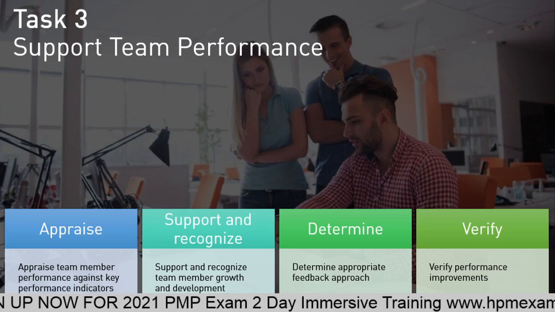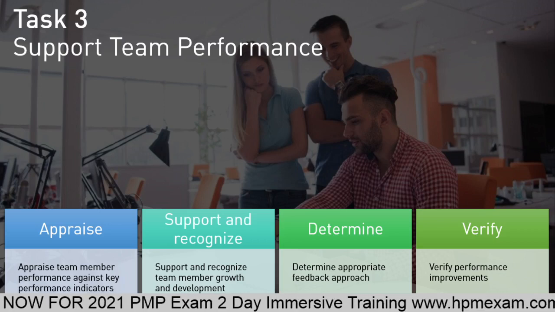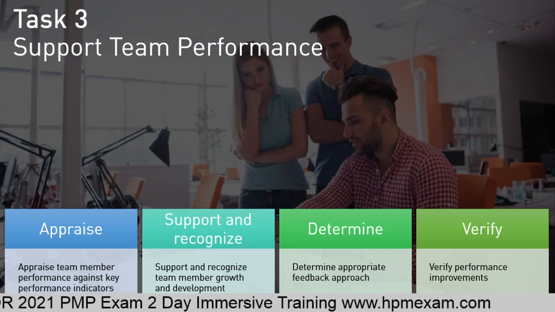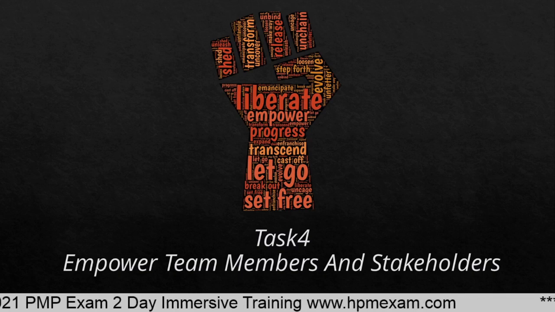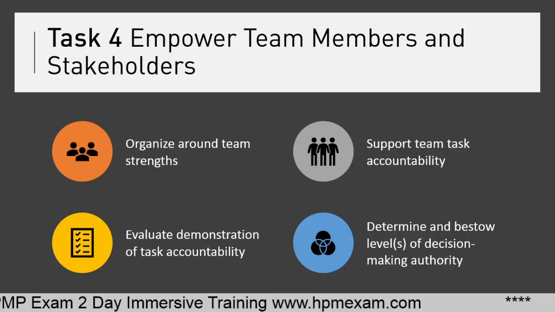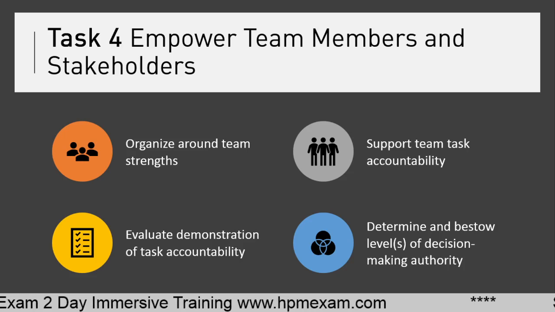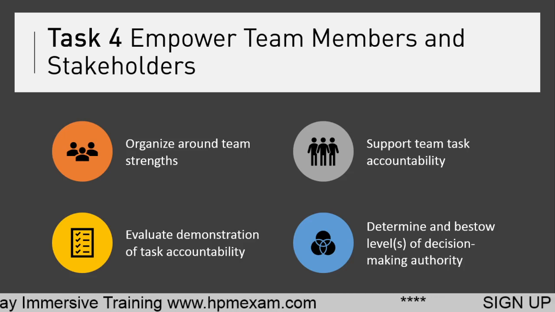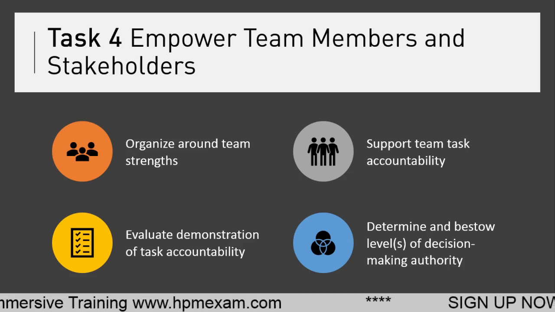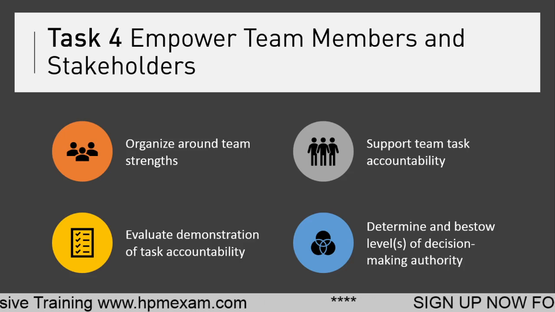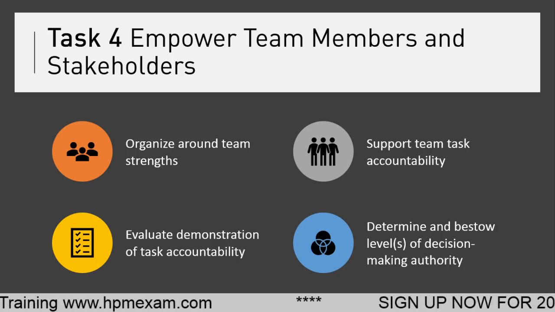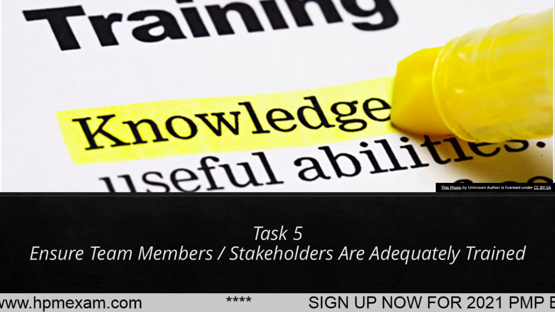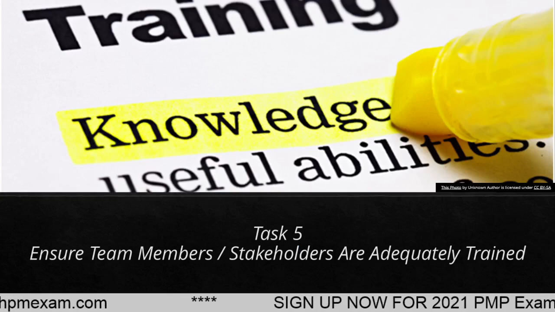I would say understand the 5 stages of team development. For that, we call that the Tuckman's ladder. Task 4, empower team members and stakeholders. How do you empower team members? By giving them autonomy. If you're in the world of agile, which you will be tested on the exam, you've got to make sure that your team has autonomy. They have the power, they have the ability to not only self-manage, but also to self-lead, self-correct, things like that. Task 5, ensure team members and stakeholders are adequately trained. This has to do with training, which is one of the tools and techniques of the develop team process.